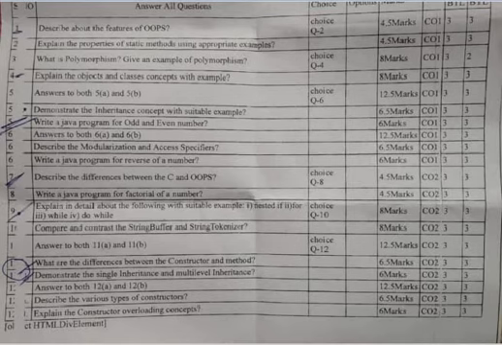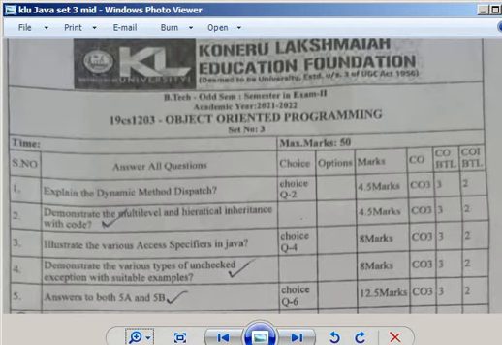And demonstrate a single inheritance and multi-level inheritance. Describe various types of constructors, constructors with arguments, constructors without arguments, and etc. Explain the constructor overloading concepts. So this is your paper.